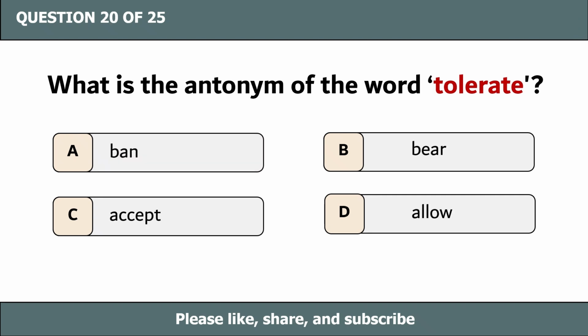Question 20. What is the antonym of the word tolerate? The correct option is A. Ban.